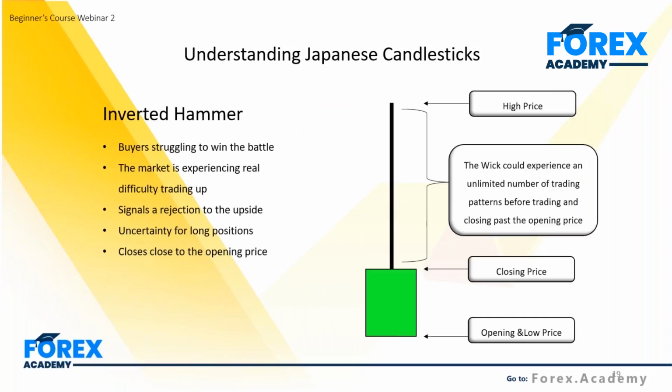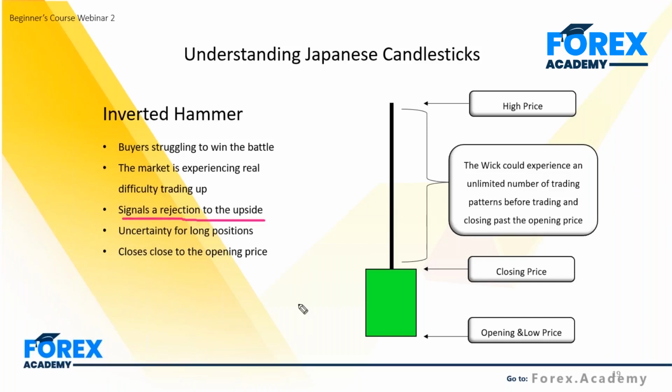Well, we see the wick again experiencing an unlimited number of trading patterns, but this time it's closing just below or just above the opening price. So effectively, this doesn't give us a very strong bullish signal. Buyers are struggling to win the battle. The market is experiencing real difficulty trading up, which signals a rejection to the upside. Okay, and evidently a rejection to the upside now.